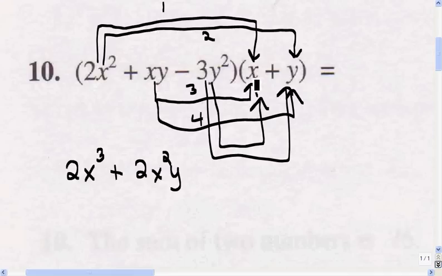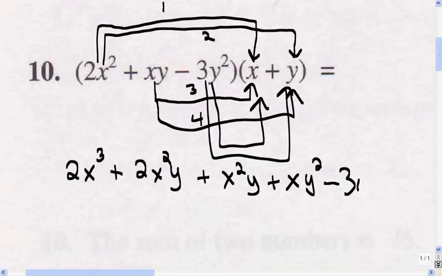xy times x is a positive x squared y, because remember when you're multiplying you add the exponents. xy times y is a positive xy squared. And I'm going to go to the third term. Negative 3y squared times x is a negative 3y squared x. And actually, put it in alphabetical order, so we're going to put the x first.